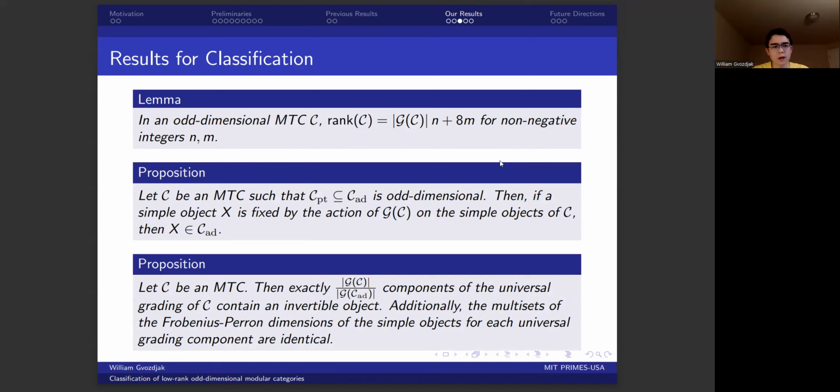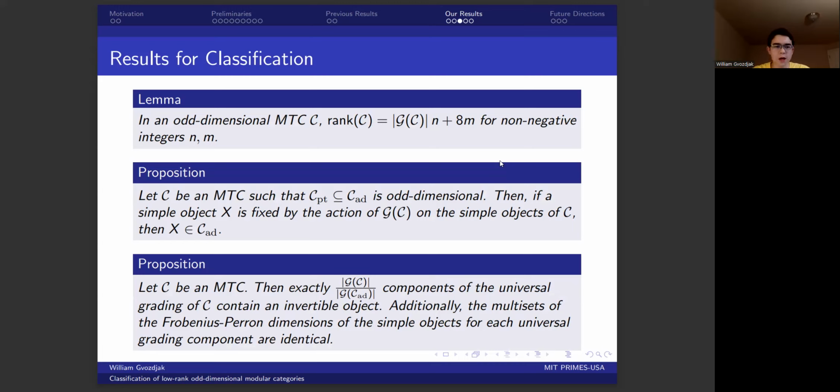So the first one, we showed that in an odd dimensional modular category C, its rank must be some non-negative integral linear combination of the number of invertibles in C and the number 8. So what this does for us is that it makes the possibilities for the number of invertibles inside of C much, much smaller. Because without this result, all we know about the number of invertibles is that it's at most the rank of C. But with this result, it's much more feasible to actually list out all of the possible numbers of invertibles and perform casework on it.